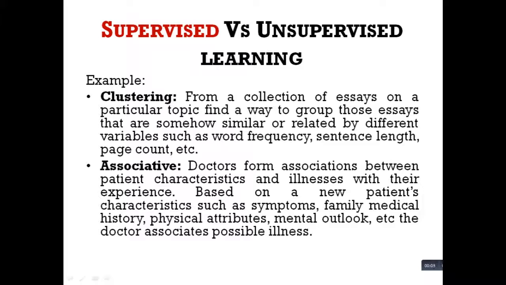Example: clustering. From a collection of essays on a particular topic, find a way to group those essays that are somehow similar or related by different variables such as word frequency, sentence length, page count, etc. Associative. Doctors form associations between patient characteristics and illnesses with their experience. Based on a new patient's characteristics such as symptoms, family medical history, physical attributes, mental outlook, etc., the doctor associates possible illness.